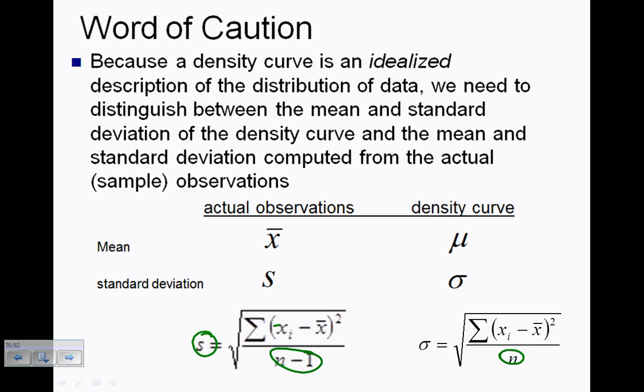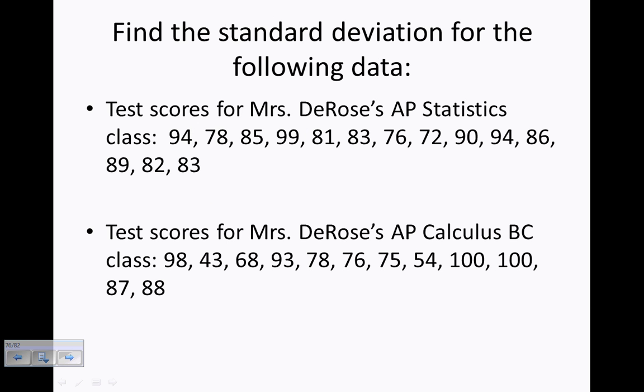Now your calculator will do both of these. So when you look in your calculator at the one variable statistics, you're going to see 2 different things. This one says Sx in the calculator, and this says sigma x. So the sigma is for your population, and the S is for your sample standard deviation.